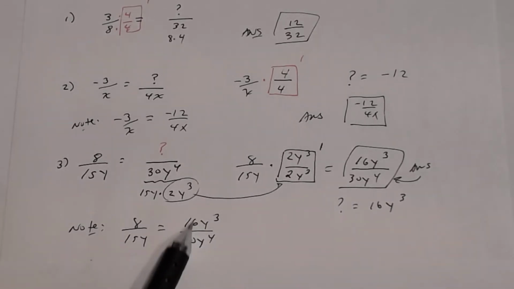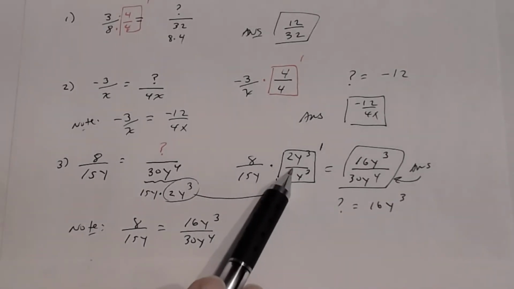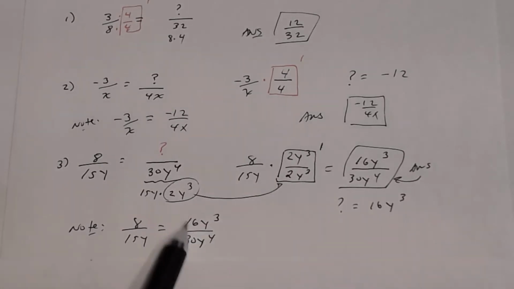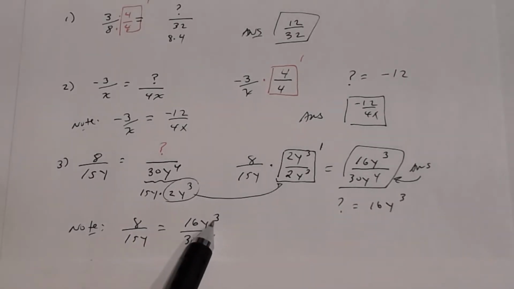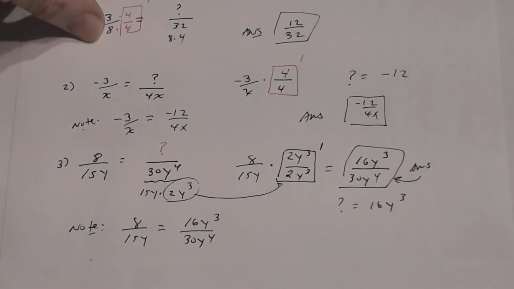So if you look at this right here, you see if you divide both numerator and denominator by 2y cubed, this divided by 2y cubed is 8, because 16 divided by 2 is 8, and y cubed divided by itself is 1. This divided by 2y cubed, 30 divided by 2 is 15, y to the fourth divided by y cubed is y. Okay? So you can always check yourself. So these are easy problems to deal with.